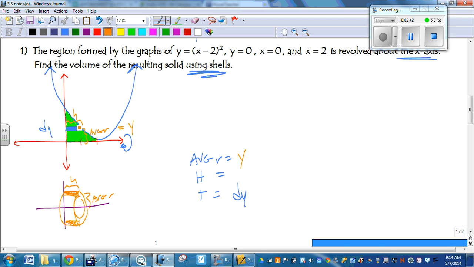The height here is a horizontal distance. It's really the x value of this curve. The distance from the y-axis to here is just the x value of the curve. But since we're doing this in a dy cut, we need to represent x as a value in terms of y. So we're going to have to solve this equation for y. I'm sorry, solve it for x, so it's in terms of y. So we're going to take the square root of both sides. We get positive or negative square root of y equals x minus 2. And then add 2 to both sides.